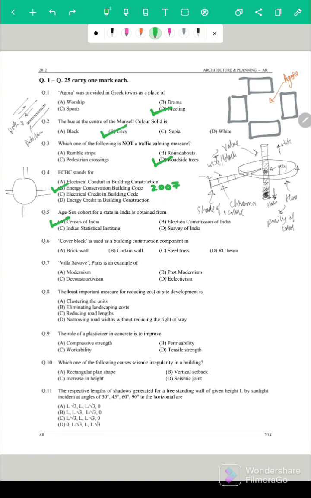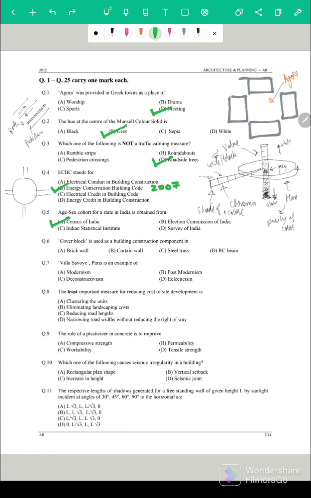So based on that, a planner or an architect can form a policy as per this data. For example, if there is a more younger population, then the government has to invest in schools and education. If the old age population is higher, then the government has to invest in the health sector. So it works like that.